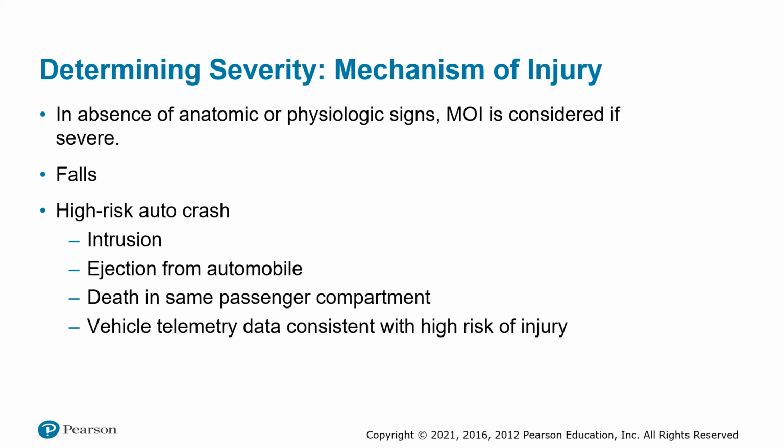And then we look at the mechanism of injury. And we've talked about some of these things before. So in the absence of anatomic and physiological signs, we want to see if our mechanism of injury is severe. So falls, okay? Falls greater than 20 feet, 15 feet, or greater than 3 times the height of the kid, okay? High risk auto crashes with intrusion more than 12 inches, ejection from the automobile, death in the same passenger compartment, or telemetry data that is consistent.